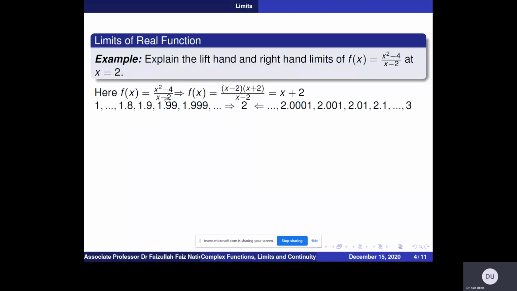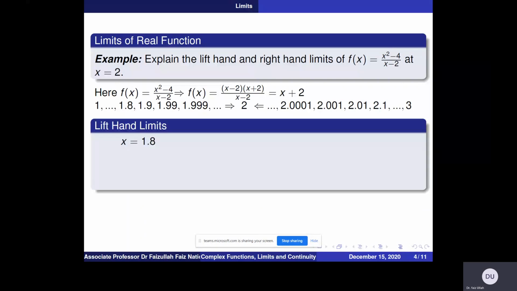So let us start from the left hand limit. If we put x is equal to 1.8, we get 1.8 plus 2, which is 3.8. So f of 1.8 is equal to 3.8. If we put x is equal to 1.9 in this function, we get 3.9. If we put x is equal to 1.99, we get 3.99. So we can see that as x approaches towards 2, the value of the function is going towards 4.